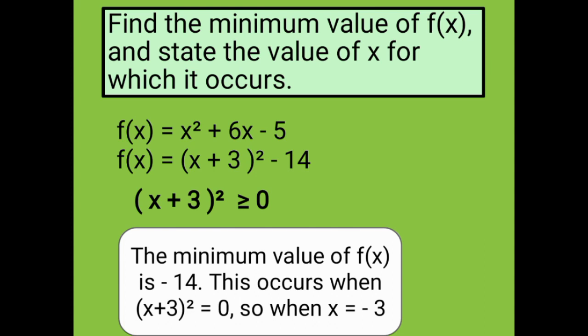So (x plus 3) squared is greater than or equal to 0. Since (x plus 3) squared is greater than or equal to 0, the minimum value of f(x) is minus 14. So this minimum value occurs when (x plus 3) squared equals 0. So when x equals minus 3.